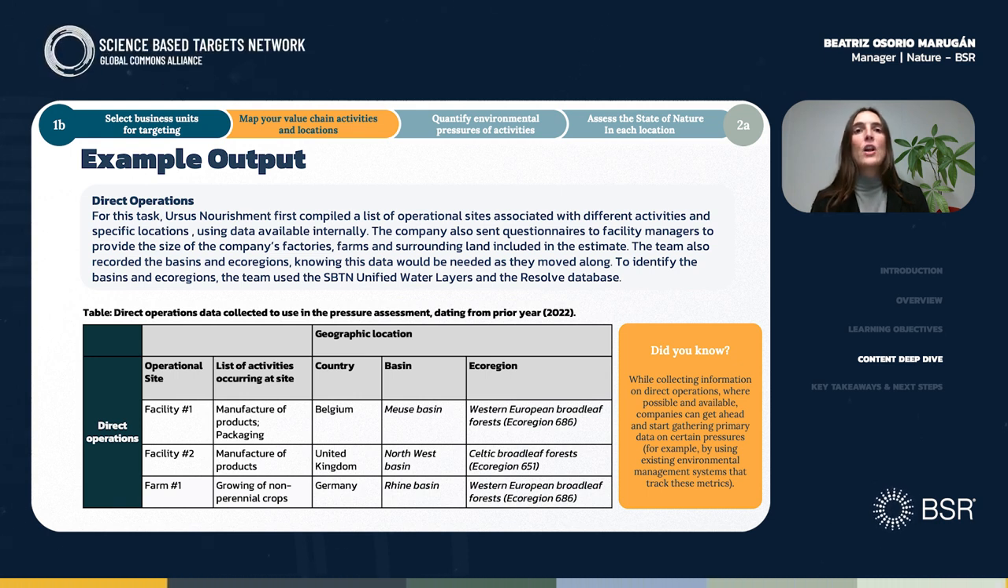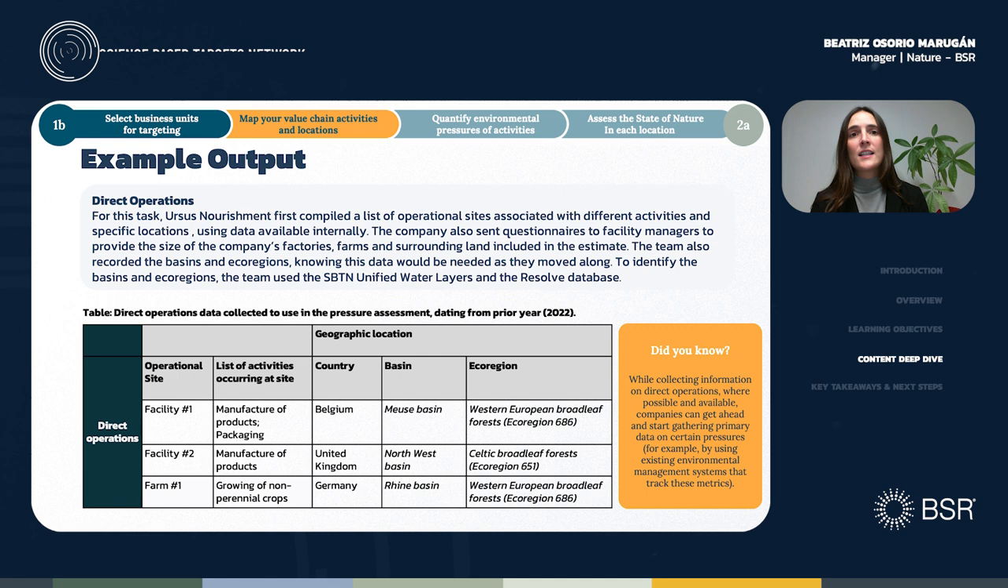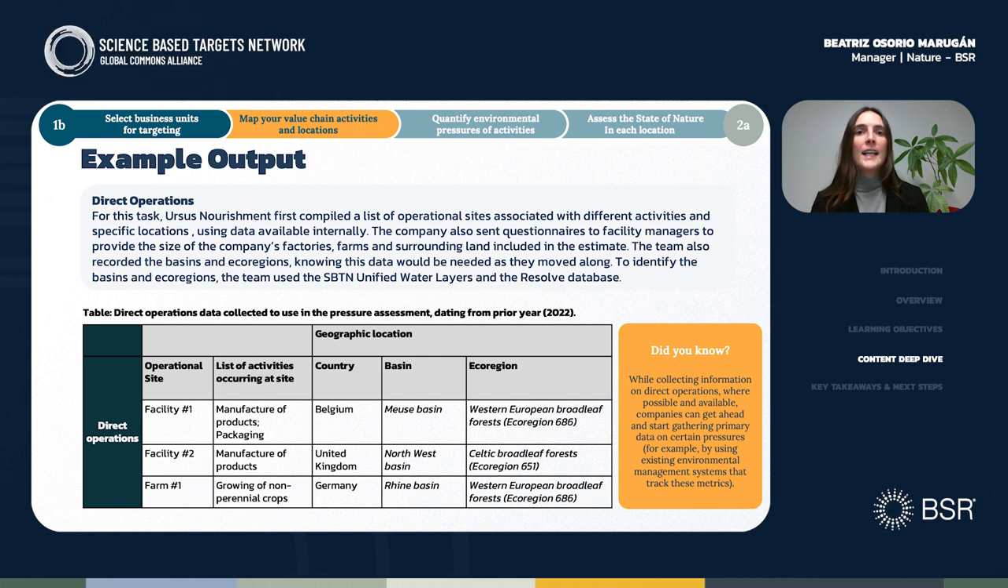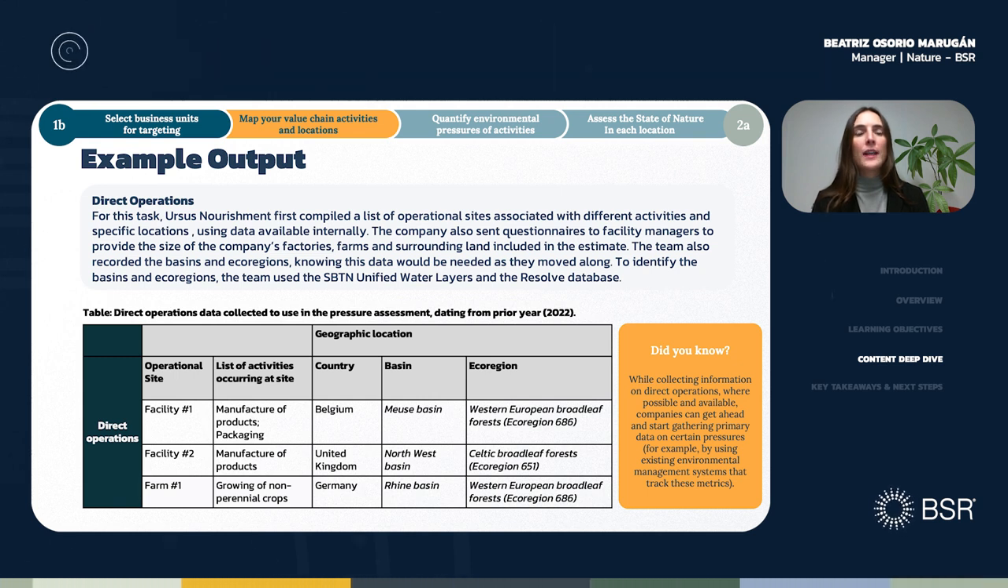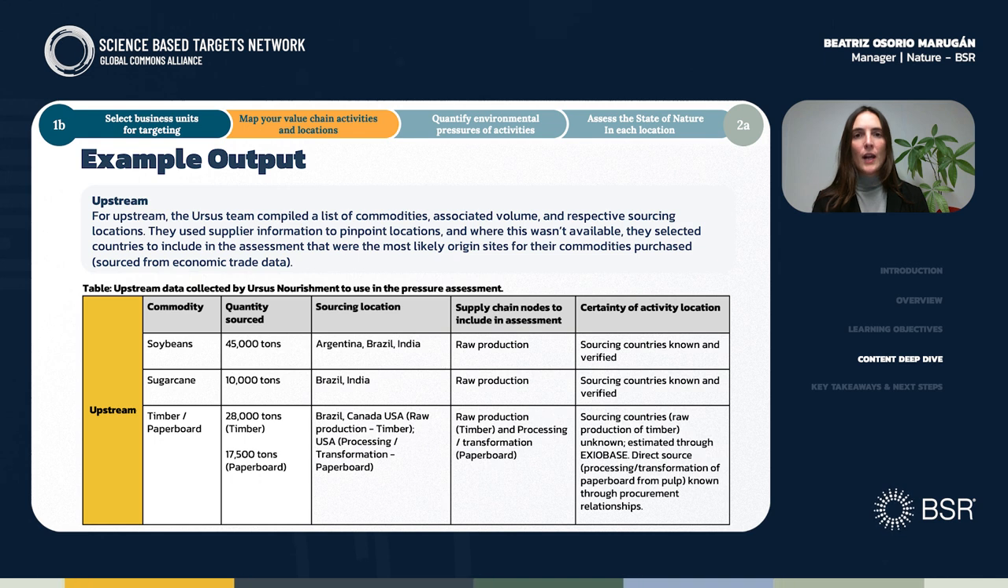As mentioned, companies can also decide to get ahead and simultaneously gather primary data on certain pressures if that data already exists and is readily available. In the case of Ursus, they utilized the data for water use and GHG emissions, which they stored in their existing environmental management system. For upstream, Ursus compiled a list of commodities associated with different magnitudes and volume and their source and locations.